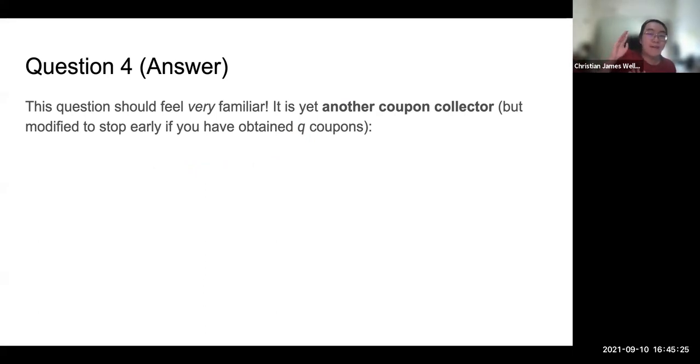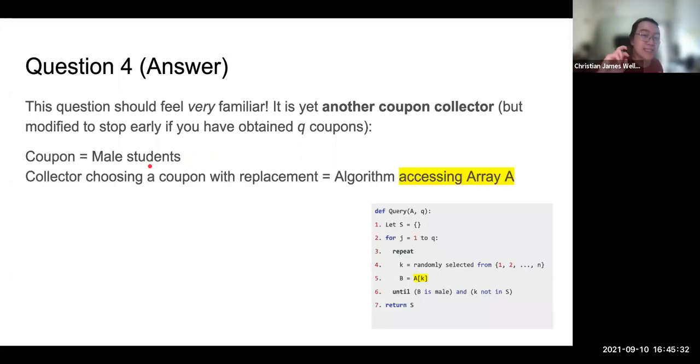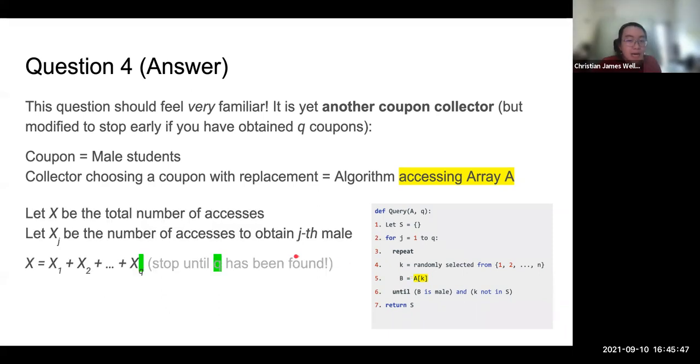Once you have a certain number of coupons, you are satisfied. So the coupon here is kind of like the male students, right? I want to collect the male students. Then choosing a coupon with replacement is basically like the algorithm accessing array A. We don't remove anything from array A, so it's with replacement. Now this is how to form the random variables.